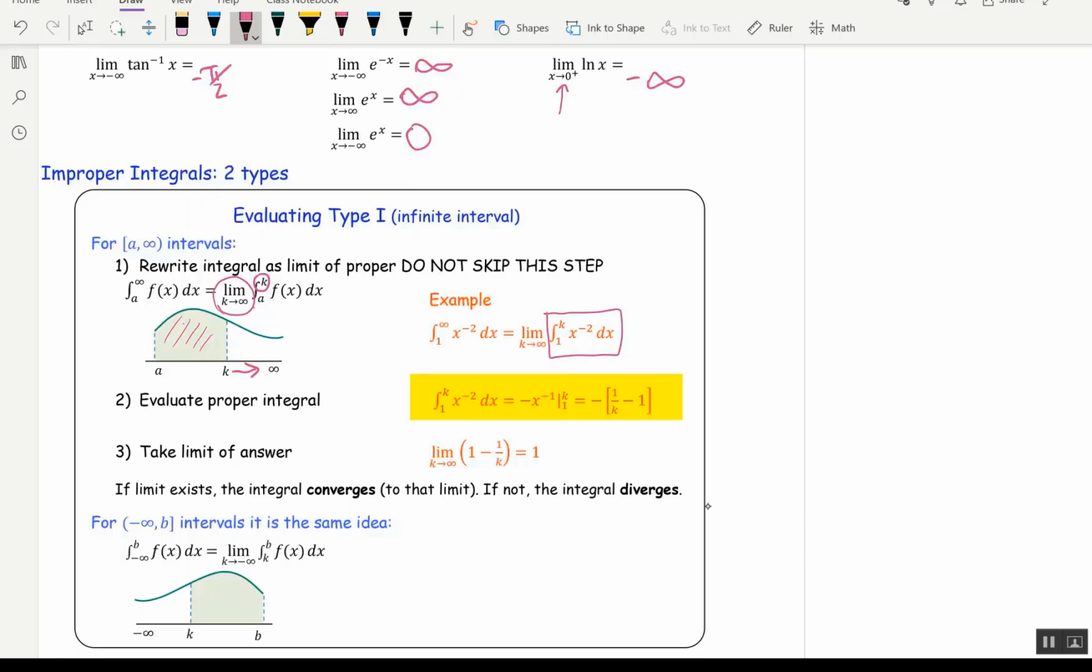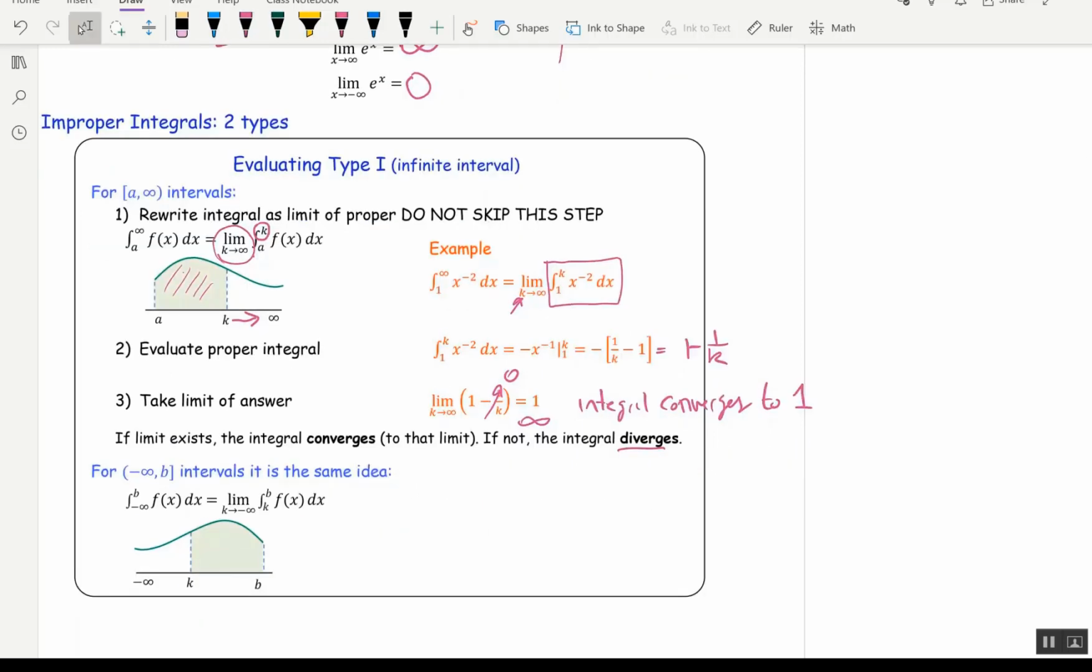You can pause the video and make sure that you can do all those steps. And that's just the same as 1 minus 1 over k. And then the third step, take that limit that was on the first step and put it back on and take the limit of your answer. And in this case, as k goes to infinity, 1 over k goes to 0, so my limit is 1. And I say that the integral converges to 1. Now, if I had gotten infinity or negative infinity, I would say the integral diverges.